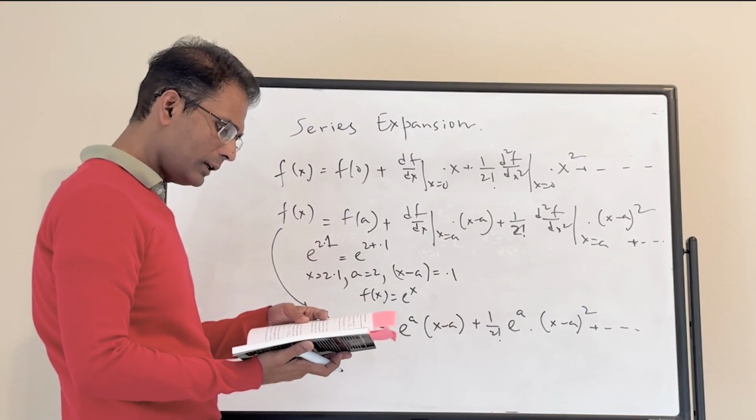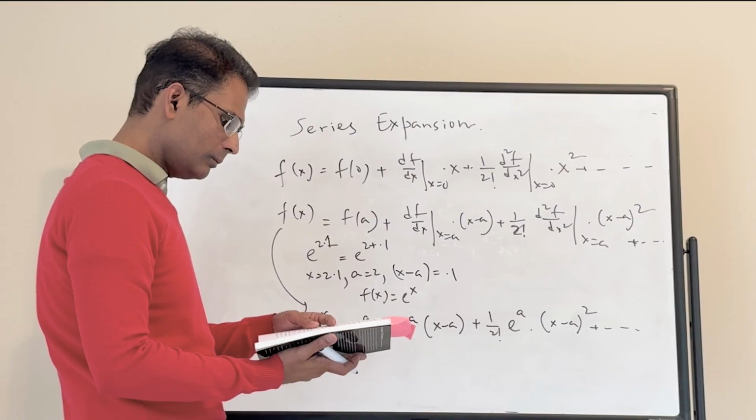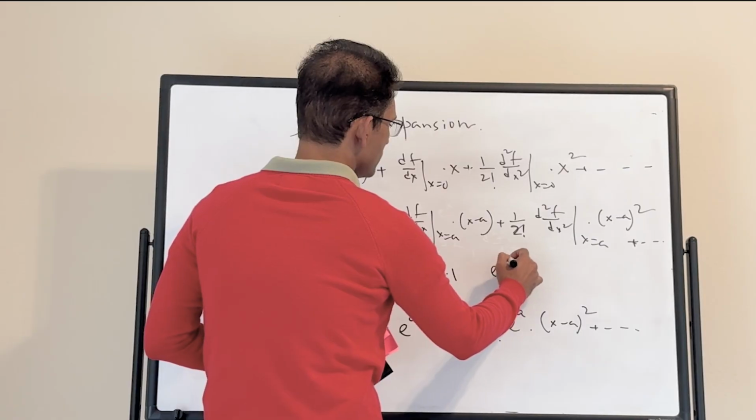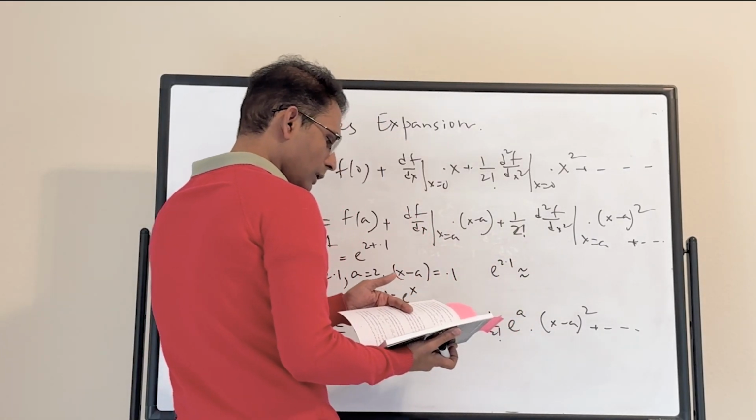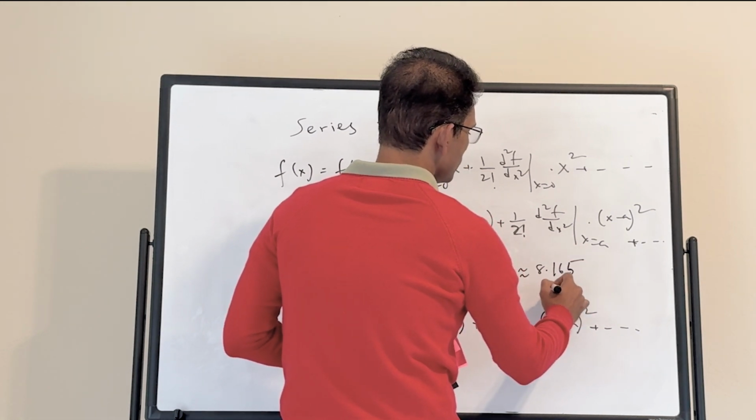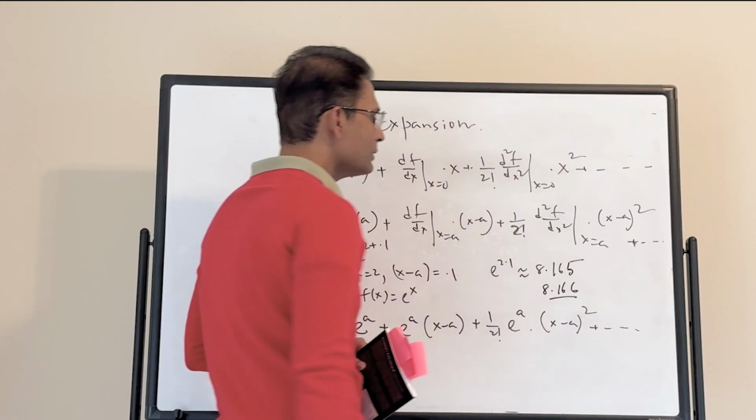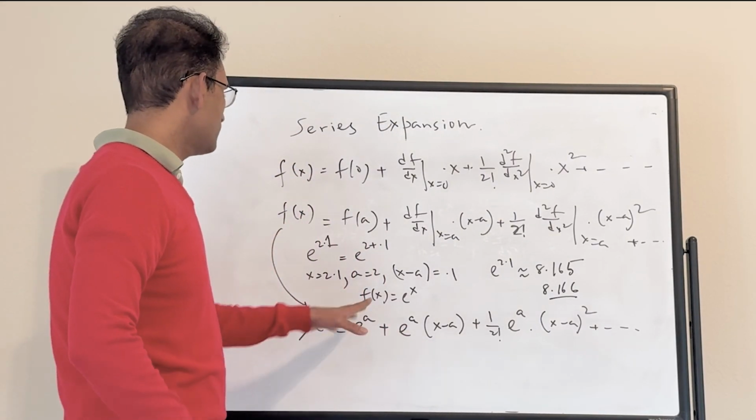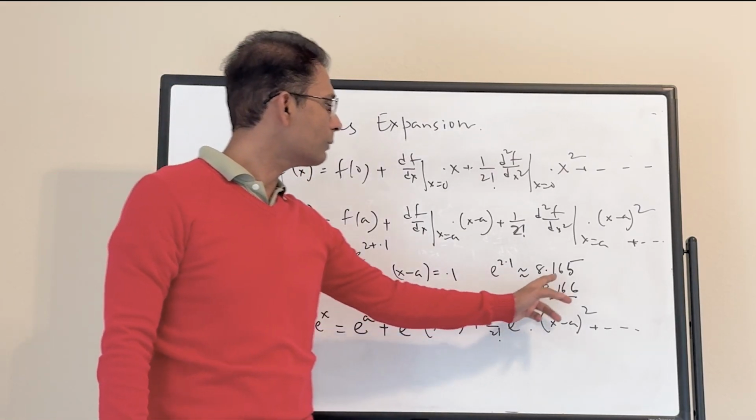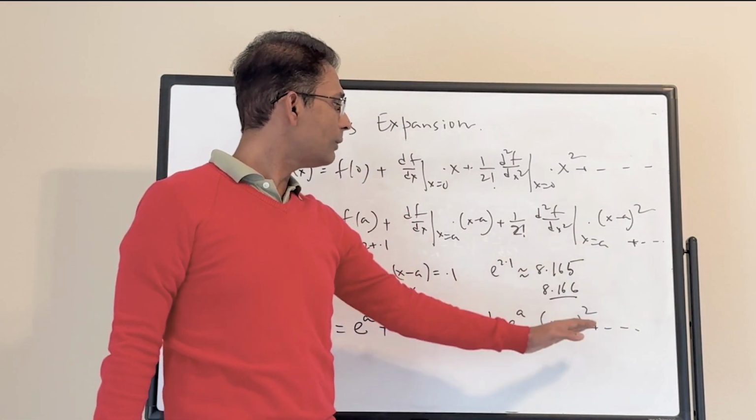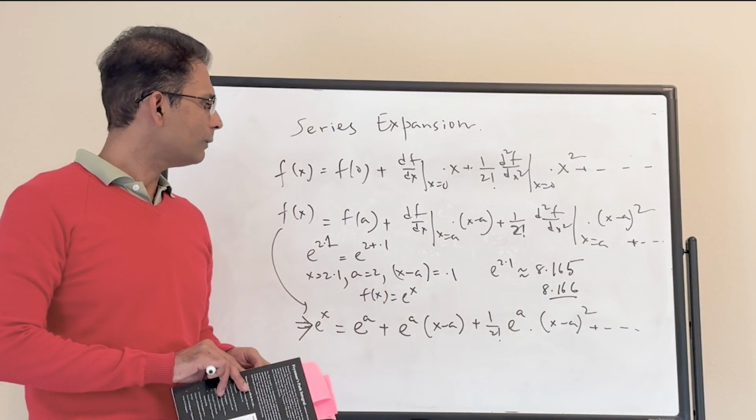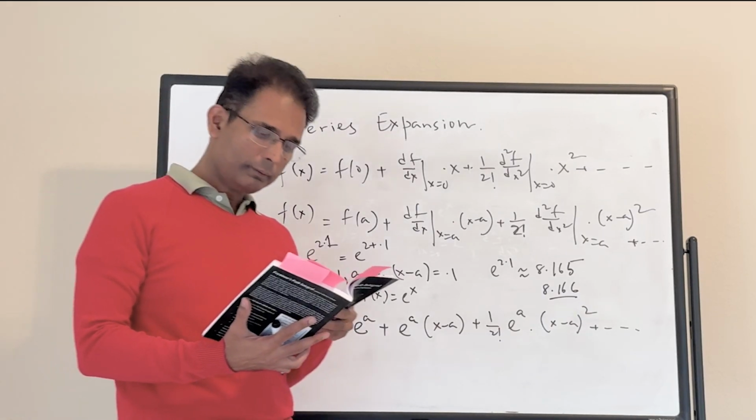For example, in this problem, by keeping the first 2 terms, let me write it down here, I got e to the 2.1 is approximately equal to 8.165, which is kind of close to 8.166. If you just plug in 2.1 as the argument of e in your calculator, you'll get 8.166 and it continues. But up to 3 digits after the decimal, you see that the approximation gives a pretty close value to the original.